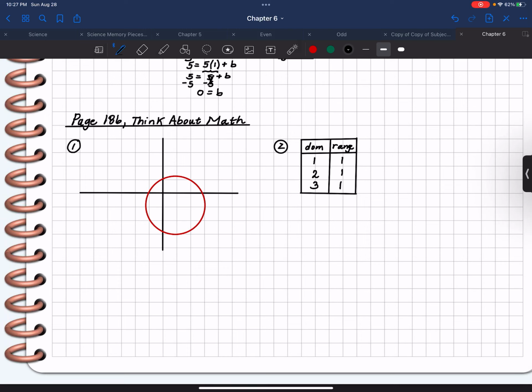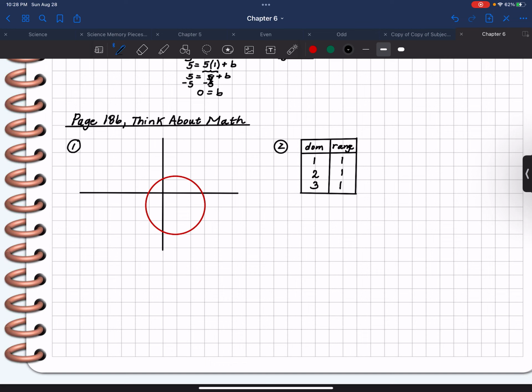I am still on page 186. We're looking at the Thinking About Math. And we are being asked to tell whether the table and the graph represent functions. Explain your answers. Now, I do want to tell you that these two are not connected.